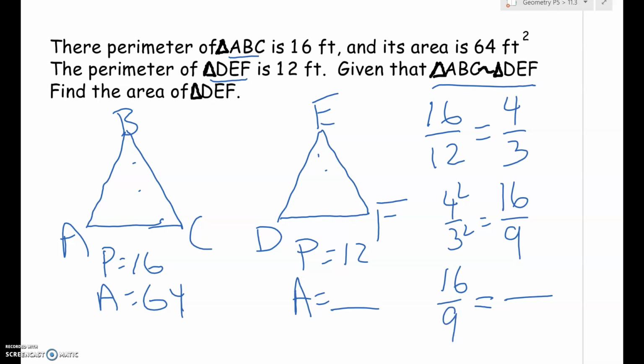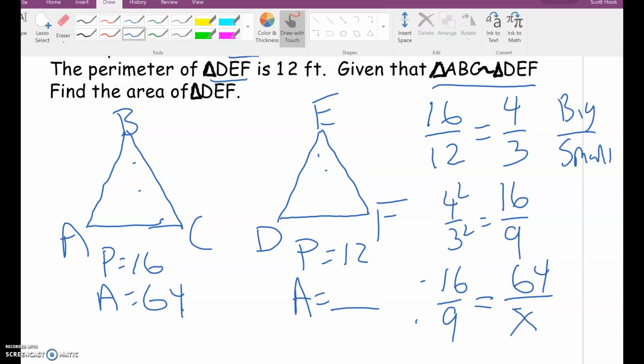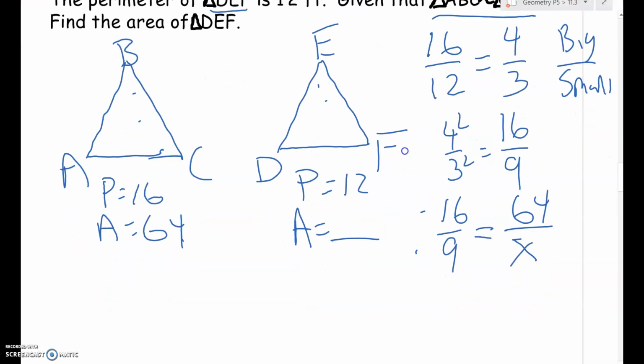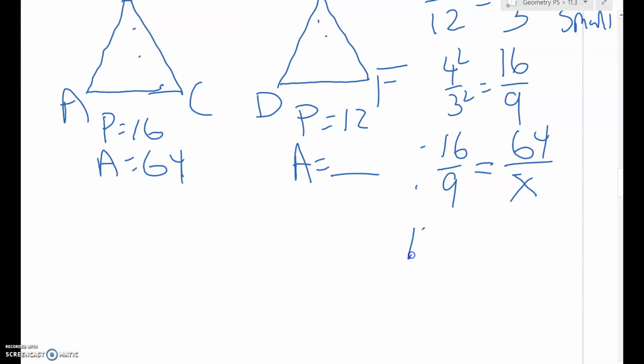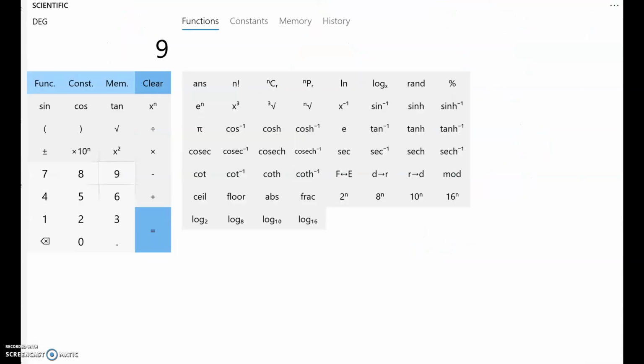That's better. Okay, the reason that mattered, the reason I caught myself, is I noticed that we originally went from the big to the small. And so that has to be the same here, big to small. So what's the big triangle's area? Well, that's 64, and we want to find the small. So we've got to cross multiply here. When we cross multiply, we get 16x. 9 times 64, I don't know what that is. Let's see. 9 times 64, 576.